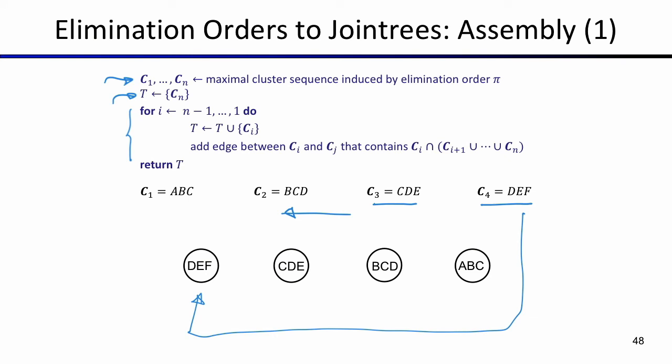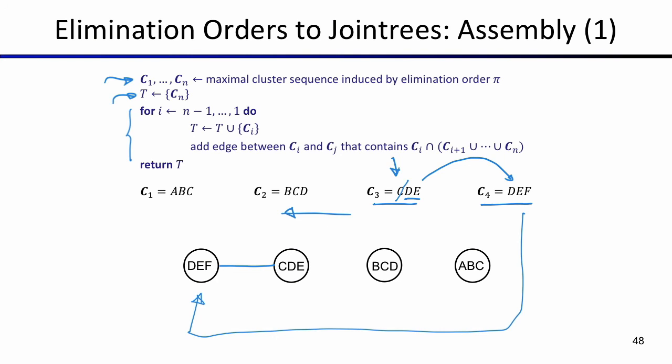The idea here is that each one of those clusters represents some variable that was eliminated, and the remaining variables that were not eliminated in the cluster must appear in some other cluster after this cluster. So basically what's going on here is that when we process the cluster C3, remember that this cluster was involved in the elimination of C, so DE will show up in some other cluster after C3, and in this case it's actually showing up here in cluster C4. This is what we call the running intersection property. So we're going to connect C3 to C4. So C3 and C4 are connected.